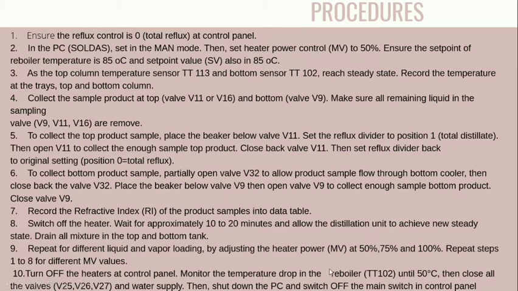Monitor the temperature drop in the reboiler TT102 until 50 degrees C. Then close all the valves V25, V26, V27 and water supply. Then shut down the PC and switch off the main switch in the control panel.